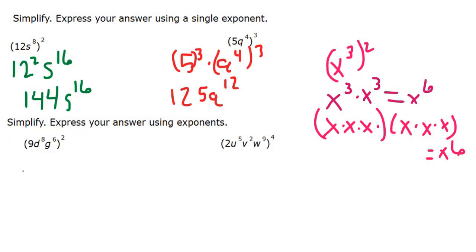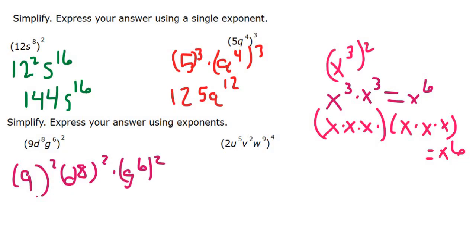Question down here, we'd have 9d to the 8th, g to the 6th, all of that squared. So this really would be 9 squared times d to the 8th to the 2nd power times g to the 6th to the 2nd power. And then 9 squared, 9 times 9 is 81. For the exponents, we multiply. So for the d, 8 times 2 is 16. And for the g, 6 times 2 is 12.